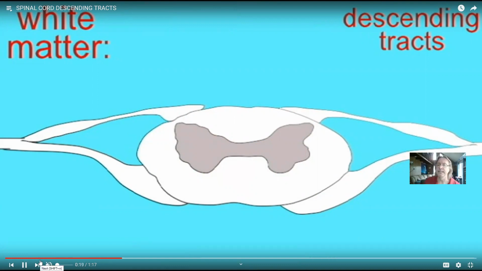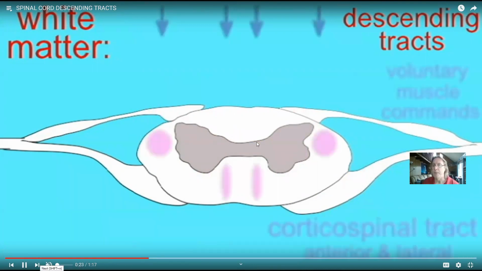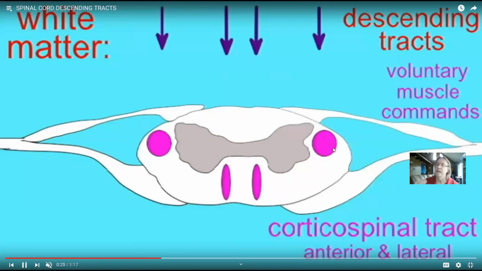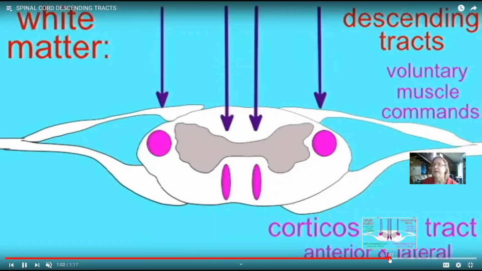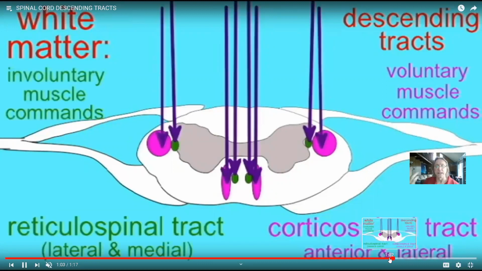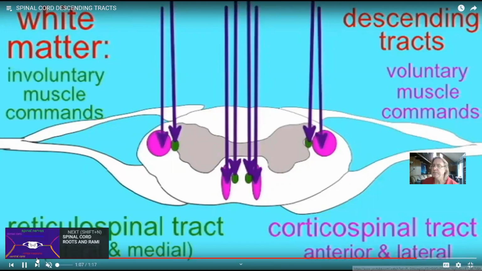So not only are descending tracks separated from the ascending tracks, but they are organized. So that's voluntary muscle commands in the corticospinal tract are organized in a different set of spaces than the involuntary commands, say, in the reticulospinal tract, for example. So the spinal cord is organized.